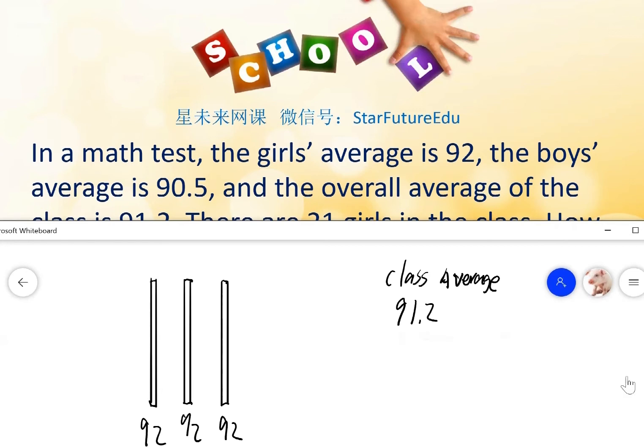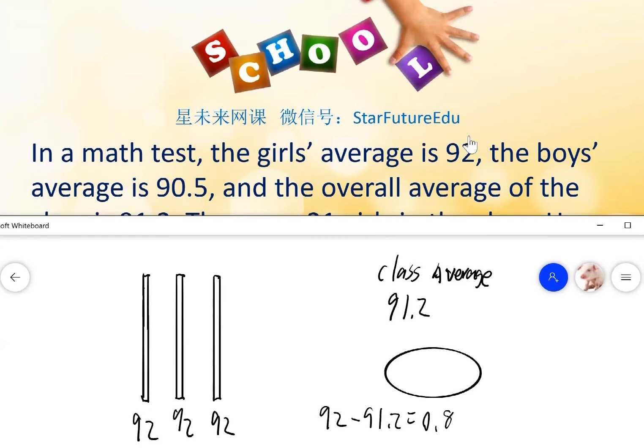Yes, exactly. Suppose this is the score bag. Because each girl's score is 92, 92 minus 91.2 is 0.8. So each girl's score is 0.8 higher than the overall class average. So they should put the 0.8 into the score bag.